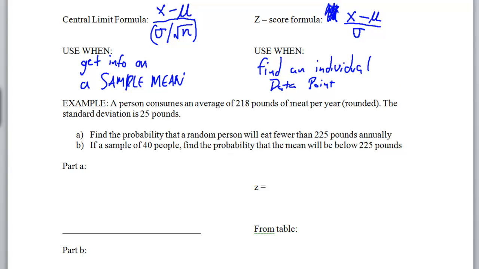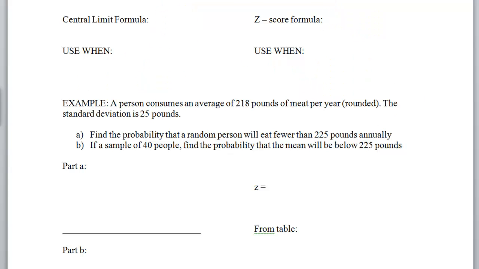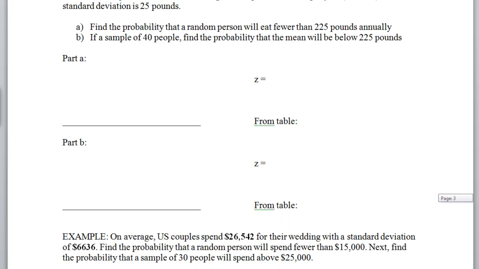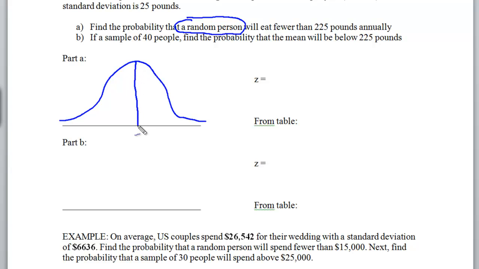So here's what I'm going to do. I'm going to scroll up a little bit here so you can see when we use each formula. For part A, we're looking at a random person. So a person will eat fewer than 225 pounds annually. So the chances of that happening, we have to look at the entire population. And the entire population has a normal curve.